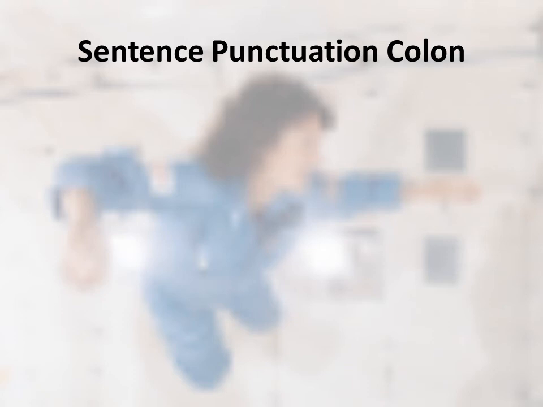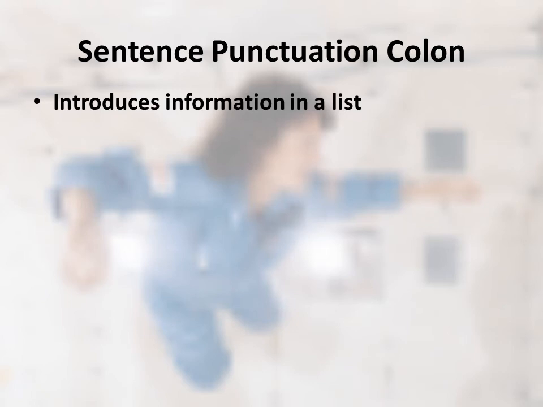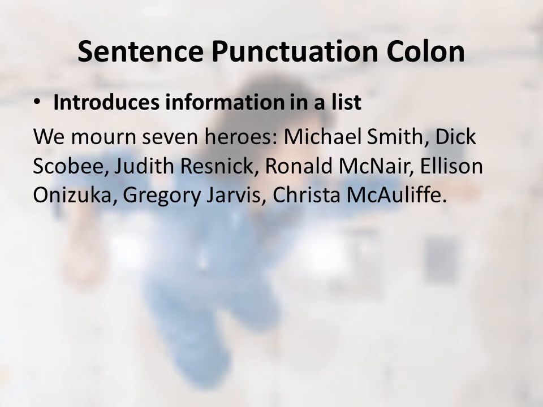And we also have what's called a colon, or what some people call the 2 little dots. A colon introduces information in a list. So we've seen a similar sentence before. Here we have, "We mourn 7 heroes:" and then we have the list of the people.